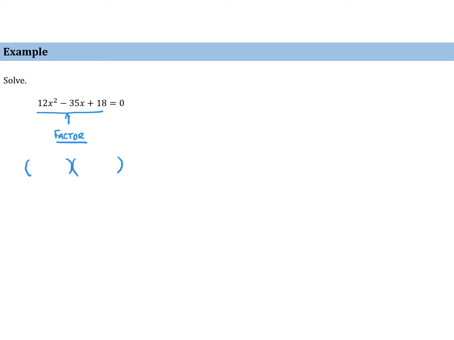Now, the last term is a positive 18, and that positive 18 is obtained by multiplying the last terms in the binomials. So, what will multiply to give a positive number? Well, they have to be the same sign. And you'll remember from your lessons in factoring that if they're the same sign, we look at the middle sign.